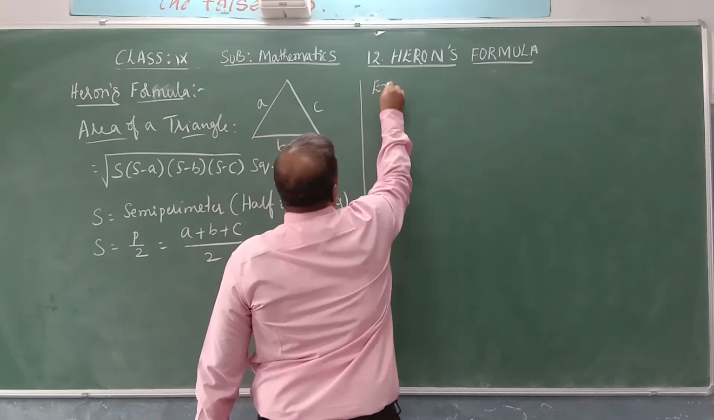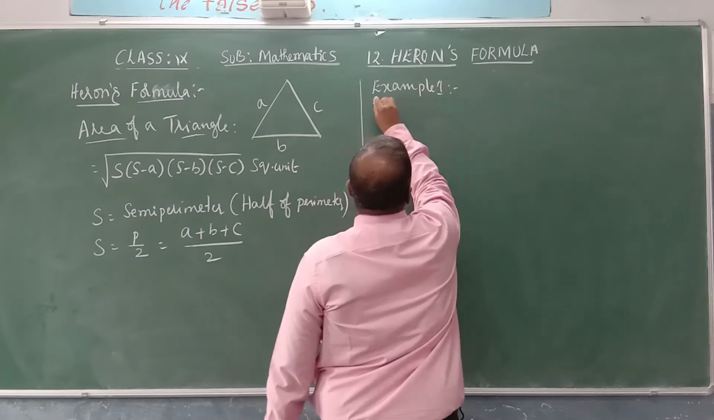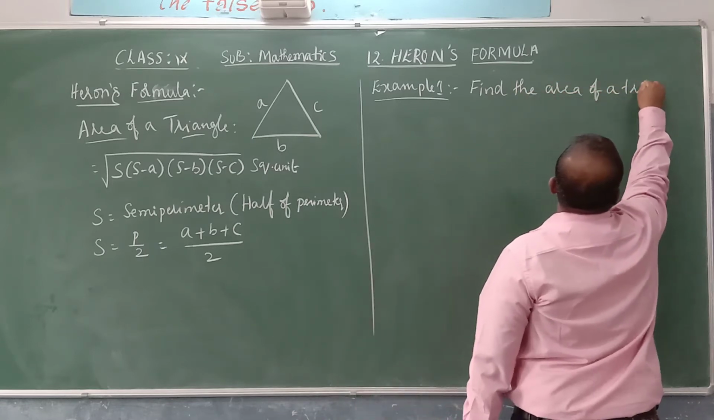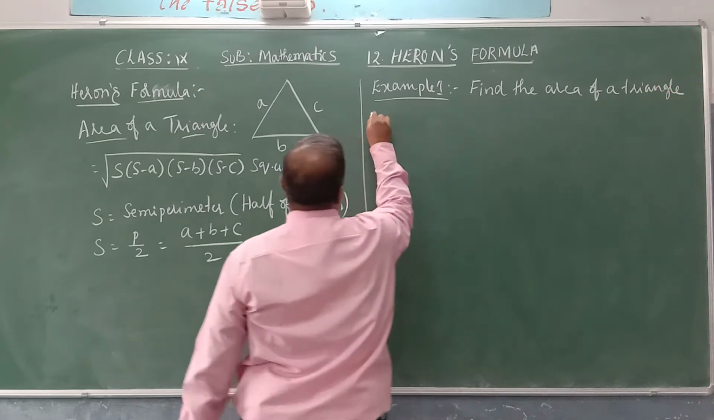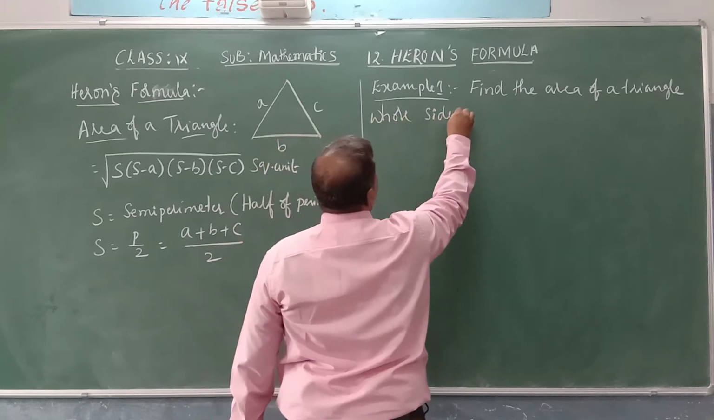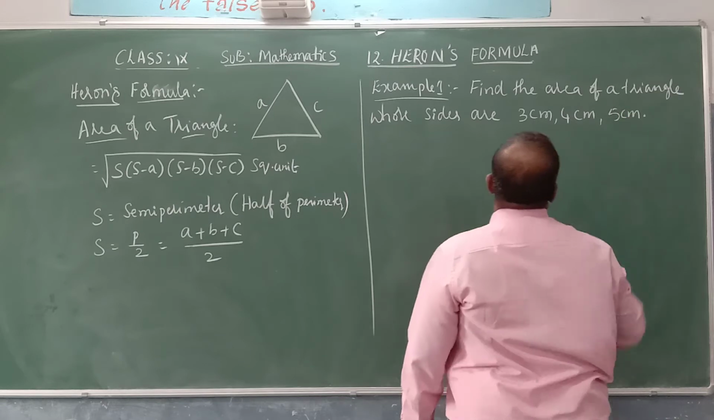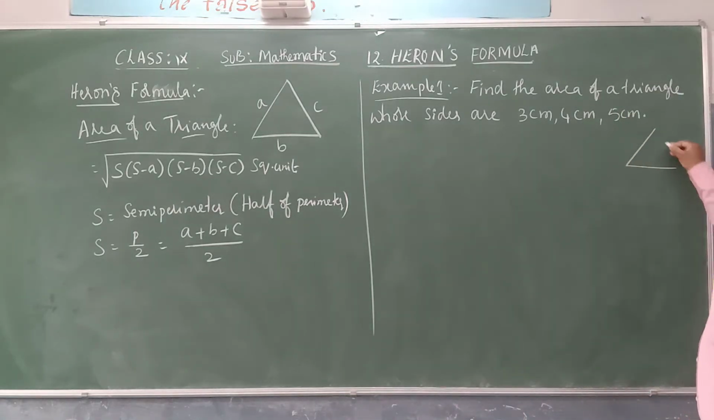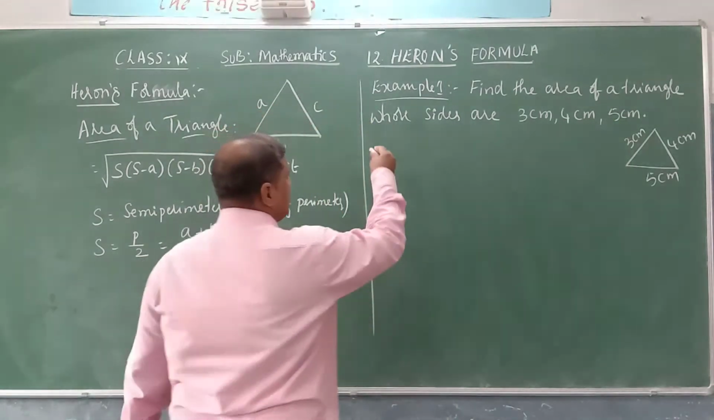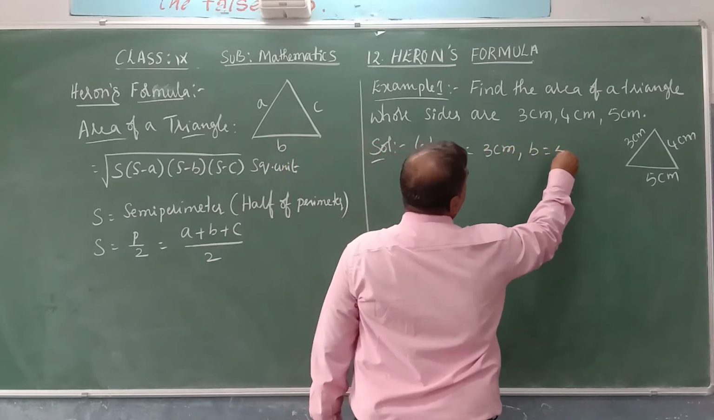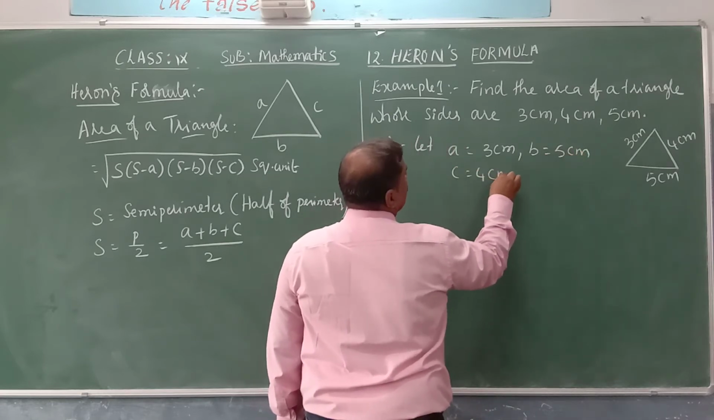Example. Find the area of a triangle whose sides are 3 centimeters, 4 centimeters and 5 centimeters. We have to find the area of this triangle whose lengths are 3 centimeters, 4 centimeters and 5 centimeters. Here we know the lengths of the three sides of the triangle. So let the sides be a equals 3 centimeters, b equals 5 centimeters and c equals 4 centimeters.